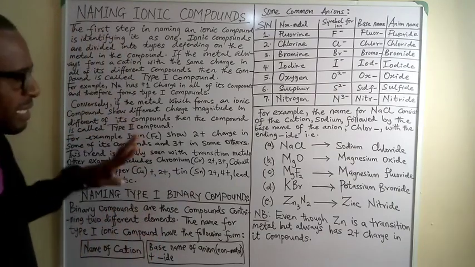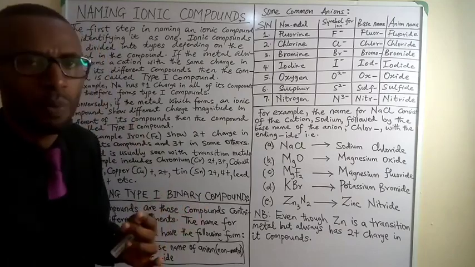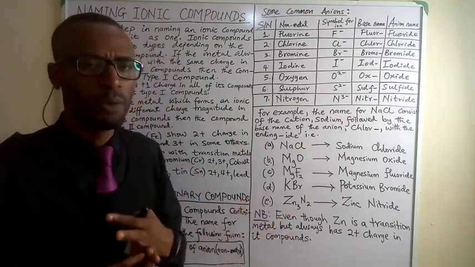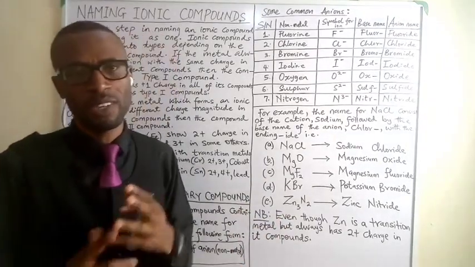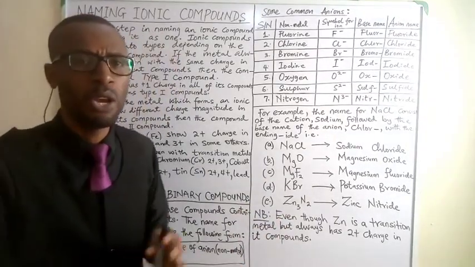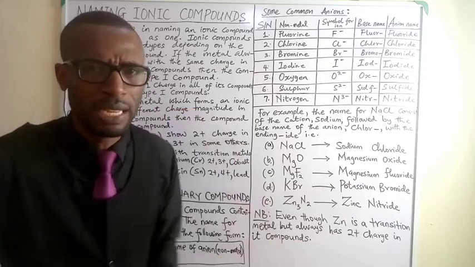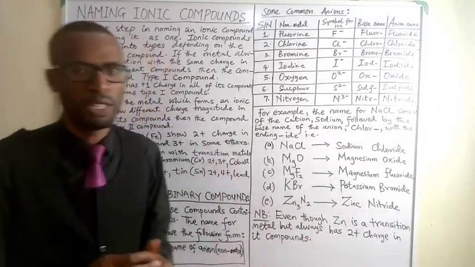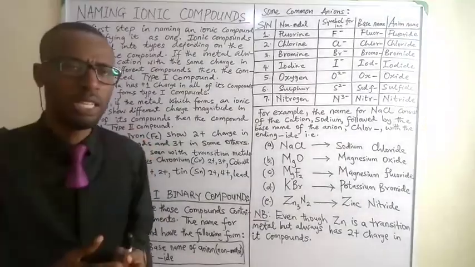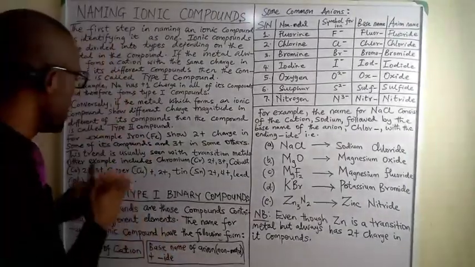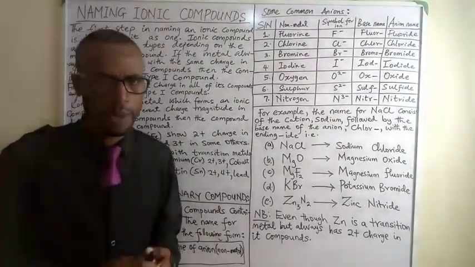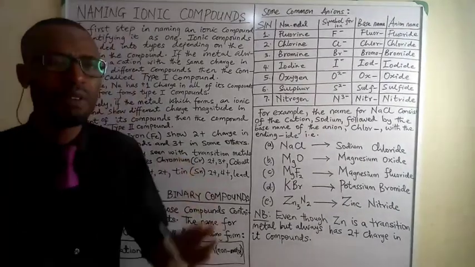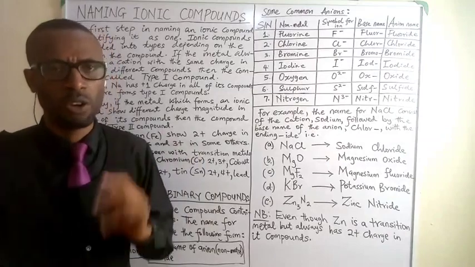So now we understand that we have type 1 ionic compounds made from main group metals, and we also have type 2 ionic compounds made from transition metals. We're now going to take a full dive into naming these two types of ionic compounds. But for today's lecture, we're going to focus on naming type 1 ionic compounds, and in the next lecture video, we'll go into naming type 2 ionic compounds.